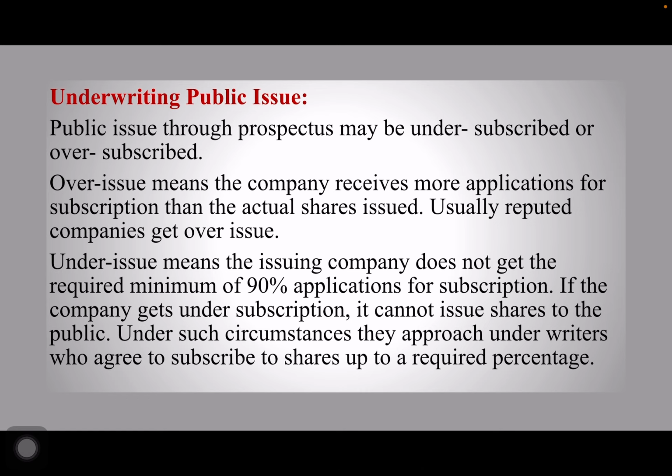Underwriting public issue. Here, a public issue through prospectus may be undersubscribed or oversubscribed. It is also called underissued or overissued. They use even that word issue also, but the correct word is undersubscribed or oversubscribed. Oversubscribed means a company receives more applications for subscription than the actual shares issued. Usually reputed companies get overissued. Underissue or undersubscribed means the issuing company does not get the required minimum of 90% applications for subscription of shares.